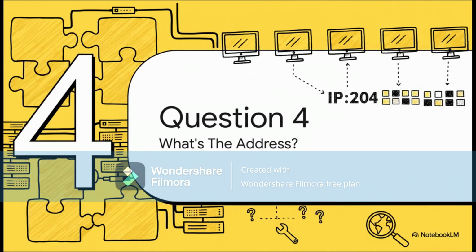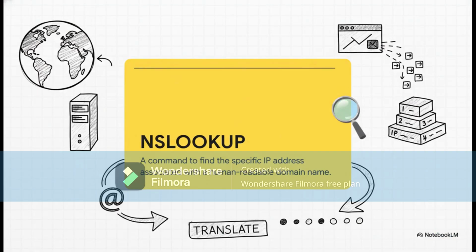world. All right, we have one last, really crucial piece to our puzzle. We type website names like google.com, right? But computers, they don't understand names. They only speak in numbers, IP addresses. So how does that translation actually happen? And more importantly, what happens when it breaks? This brings us to our final question. What's the address? The tool for this job is called nslookup. Its one single purpose is to act as the internet's translator.